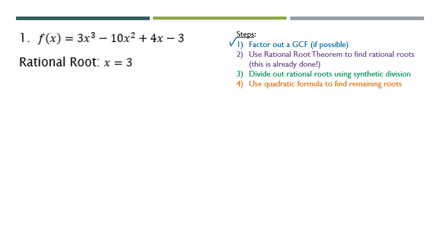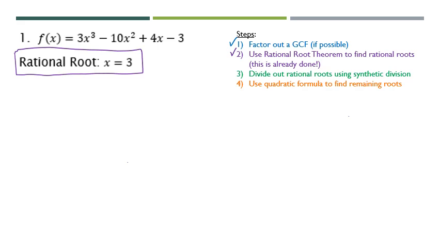Step 2, use the rational root theorem to find the rational root. If you were actually doing an entire problem start to finish without anything given to you, you would do what we did in the previous lesson and use your calculator to test all the possibilities, and you would eventually come out with your rational root being x equals 3. I'm going to put a check mark next to step 2 because that is already done, and it's this part right here. So steps 3 and 4 are really the new part of today.